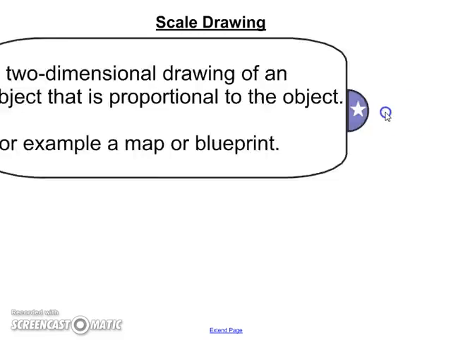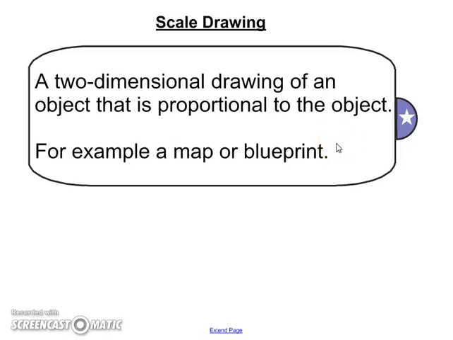A scale drawing, first of all, is a two-dimensional drawing of an object that is proportional to the object, okay? So for example, a map or a blueprint. Obviously, we don't have a Michigan-sized piece of paper to put the actual drawing of Michigan on. So we have to take Michigan, the state, and shrink it down to paper size so that we can actually use it.